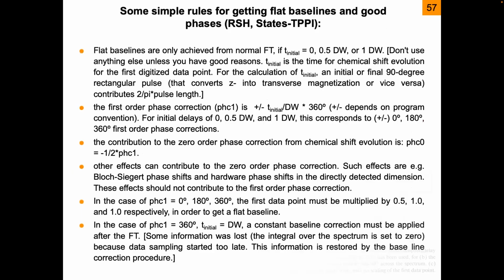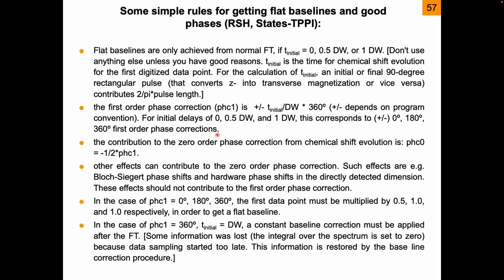And it's easy to achieve because you have control over this initial time point. So I just want to give you some simple rules for this. You achieve flat baselines only if you set this initial delay to either half a dwell time, a full dwell time, or 0 dwell time, and I wouldn't use anything else unless you're forced to do it. And for the calculation of this initial time, you take all the delays into account, and you need to know that a rectangular 90-degree pulse has an effective evolution time of 2 divided by pi times the pulse length. For a shaped pulse, it will be different. Then you have to really see an integrator shape or so.